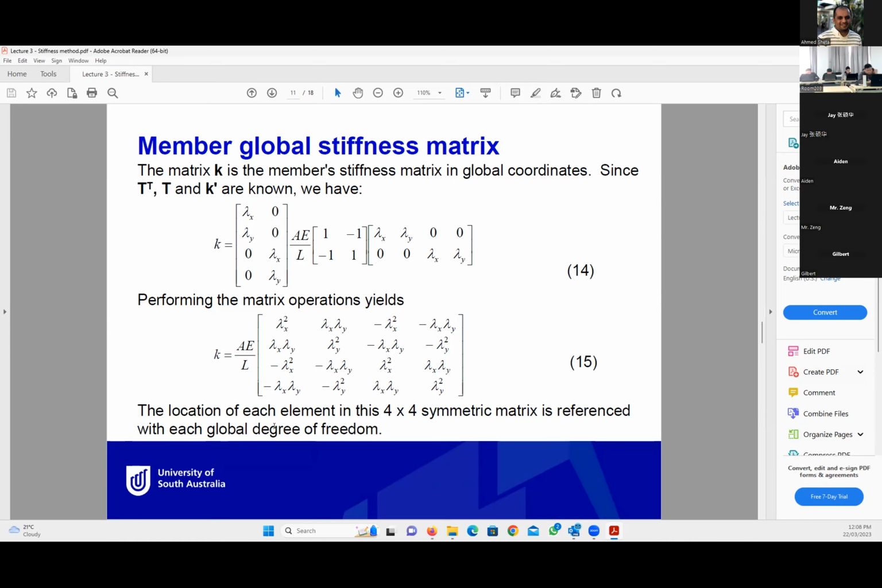As you can see, the matrix in global coordinates is 4 by 4 because we have 4 elements: 2 displacements at each node. The location of each element is referenced with each global degree of freedom. Just to make this a bit clearer to you.